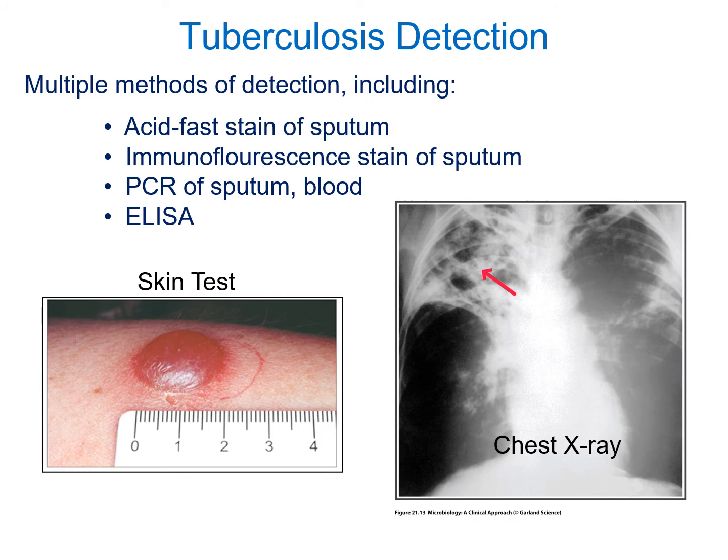We can do the same thing on a slide, but this time using immunofluorescence, and that's where we have antibodies that are bound to a dye, usually a fluorescent dye, that will recognize antigens on the bacterium if it's present. We can do PCR, and this is where we're looking to see if there's a specific sequence of DNA present that is only found in the tuberculosis bacterium. And we can do ELISA. These are other forms of assays or tests that use antibodies.